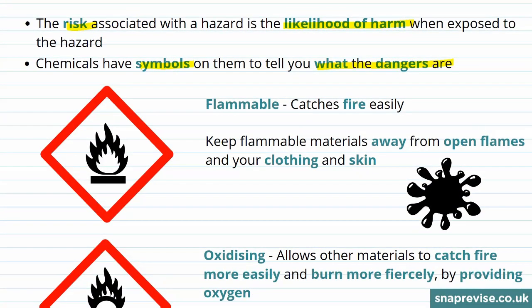The first of these is the symbol that tells you that a chemical is flammable, where a flammable substance is something that catches fire easily. An example of a flammable substance is petrol. If something's flammable, you need to make sure to keep it away from any flames. As an extra precaution, you also want to keep it away from your clothing and skin, as a flammable substance could cause extra damage if it's set on fire when in contact with your clothing or skin.